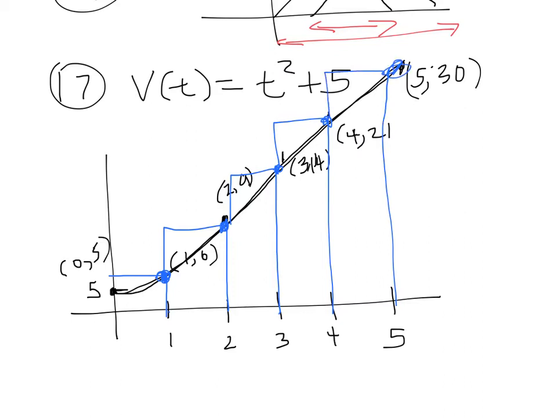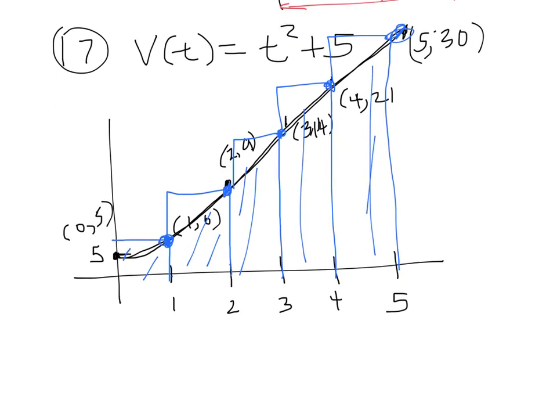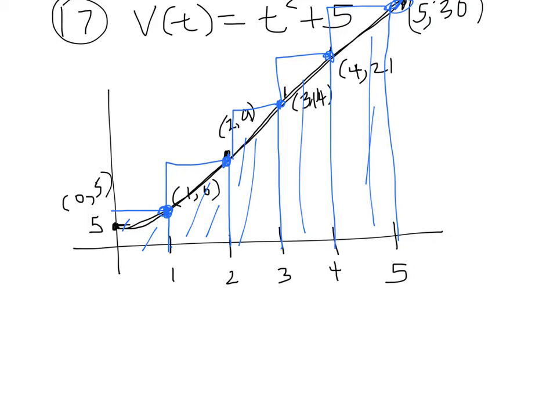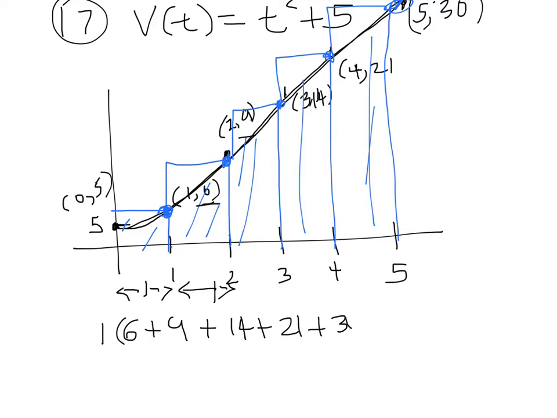And so what I'm finding is the area of all of these rectangles. So how do you find areas of rectangles? You take the height times the width. So the width of each one of these is 1. So I just put the 1 out front here, and then I simply add up my y values, which would be 6 plus 9 plus 14 plus 21 and then plus 30, to get my answer.